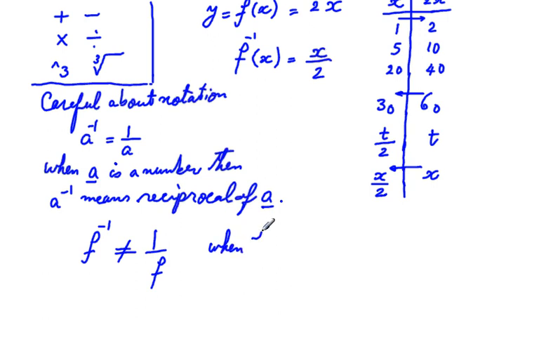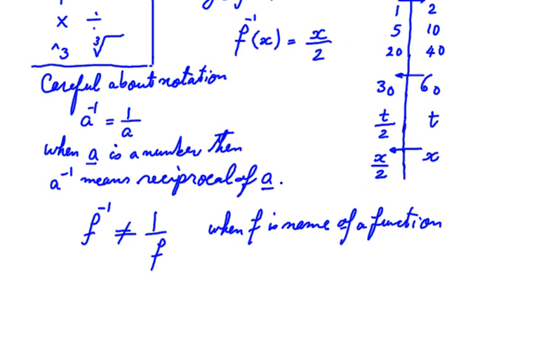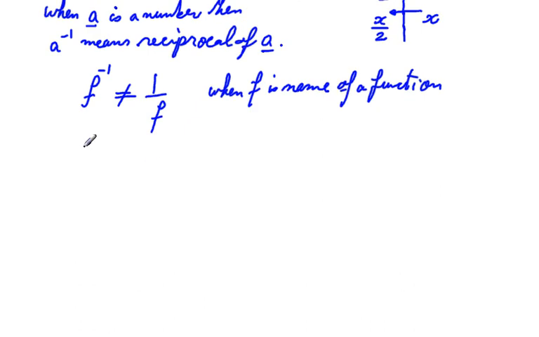But when f is the name of a function, f inverse has nothing to do with 1 over f. So here, your function is to double; f inverse means cut in half. For example, it's not 1 over 2x or anything like that. It's just the opposite operation. Let's go ahead and practice some other functions.